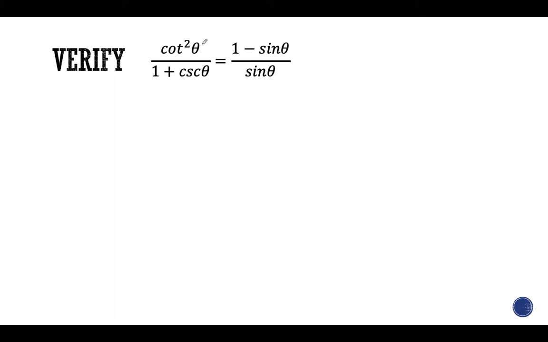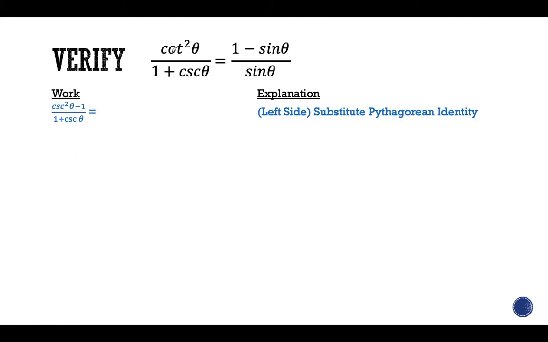It really doesn't matter what side we start with. I'm going to start with the left side just because I see something there. I see that cotangent squared theta, and I see cosecant in the denominator. And I know that cotangent and cosecant are connected through one of the Pythagorean identities. So that opens the door for something for me. I'm going to start on the left side, and I'm going to substitute in that Pythagorean identity, so I have cosecant squared theta minus 1.